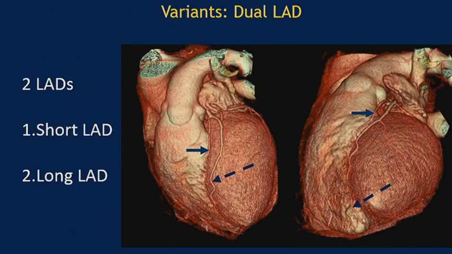Now this is not a diagonal, even though it seems to be a branch of the LAD. This is not a diagonal. The reason being it's not coursing diagonally, but rather courses parallel initially and then enters, very importantly, into the anterior interventricular sulcus, making it an LAD.